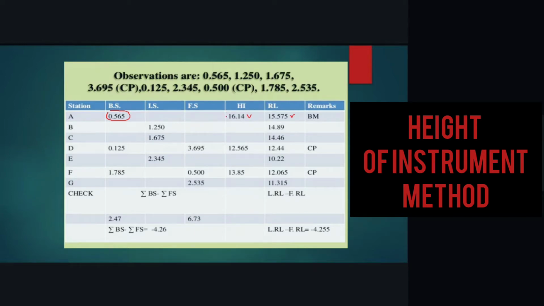This can be calculated by subtracting the intersight reading from this height of instrument. So for the next reduced level, you are going to subtract 1.250 from the height of instrument, which is 16.145. So you will get 14.89. Then for the third point, C point, you are going to subtract again from height of instrument the value of the intersight, which is 1.675, and you will get 14.46.